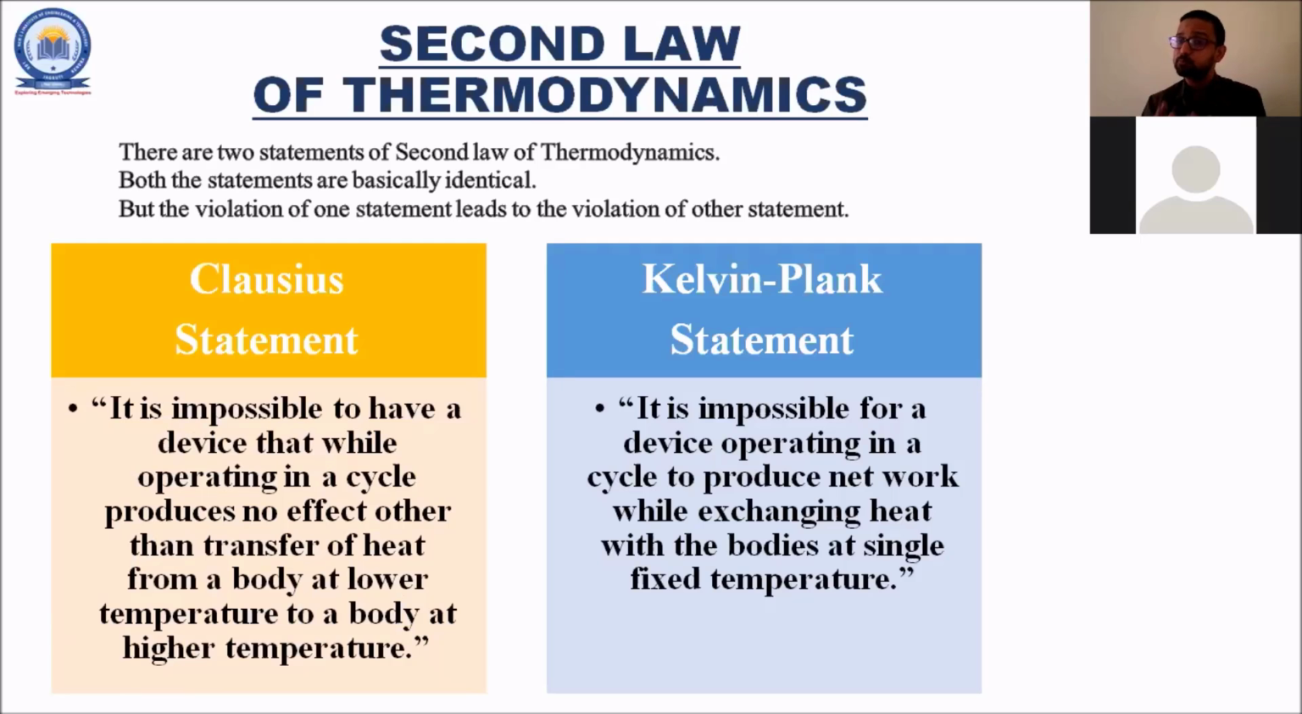Next, friends, let us proceed to the second statement of this law of thermodynamics, the Kelvin-Planck statement. Again, at the beginning itself you are observing that it tells us it is impossible. It is never possible. It is impossible for a device operating in a cycle to produce net work while exchanging heat with bodies at a single fixed temperature.